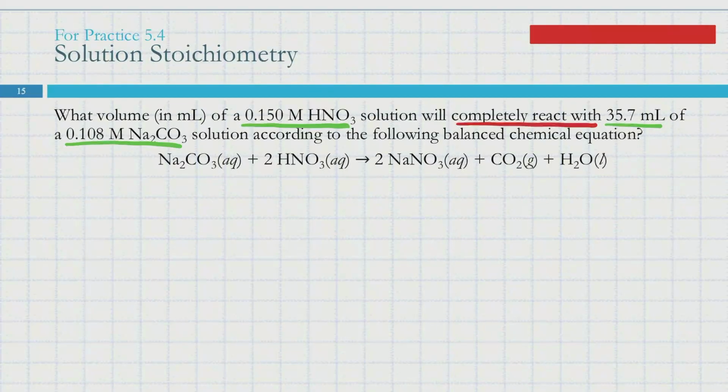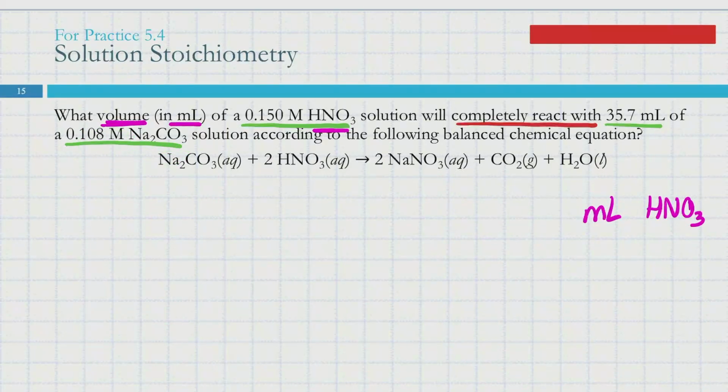What are we finding? We're finding volume in milliliters HNO3. So we are looking for, at the end, mLs HNO3, nitric acid. And again, we want to make sure that we don't get our numbers mixed up. The 35.7 milliliters is paired with the 0.108 molar sodium carbonate solution.